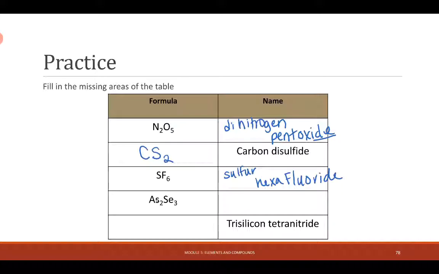Now I have 2 arsenic, so that's diarsenic, and then 3 seleniums, triselenide. Now I have 3 silicons, so that's Si with a subscript 3. That's tetranitride, so that's nitrogen with a subscript of 4.